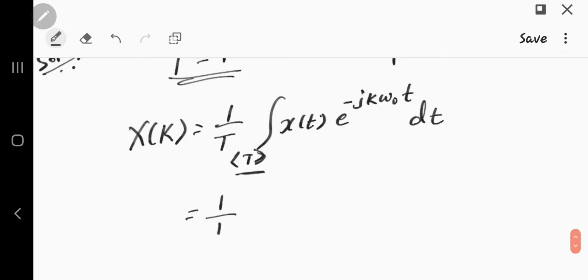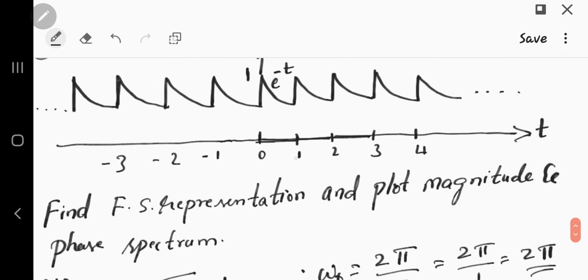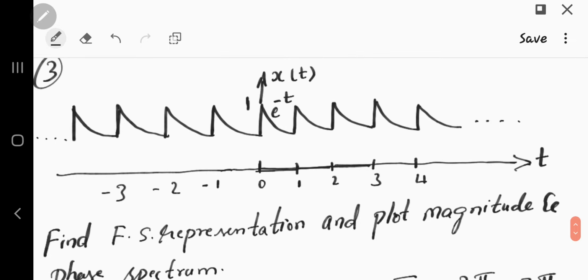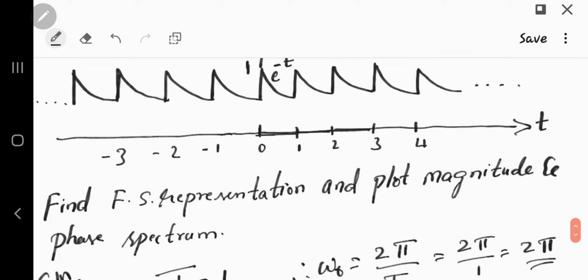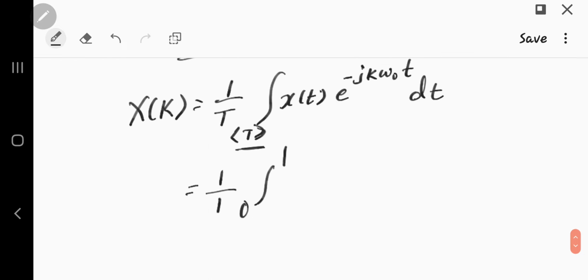So T is equal to 1 here. So 1 by 1, I will take 0 to 1. In that particular duration, 0 to 1, what is the signal here? The signal is e power minus t here given. X of t is e power minus t between 0 to 1 or 1 to 2, whatever it is. Let's substitute that e to the power of minus t into e power minus j k, and omega naught value is 2 pi t dt.